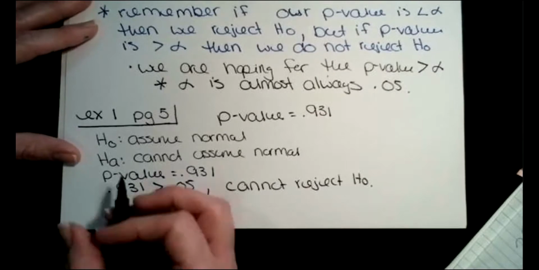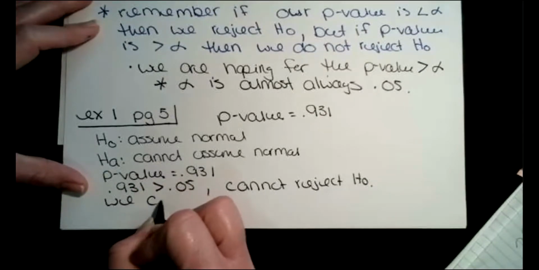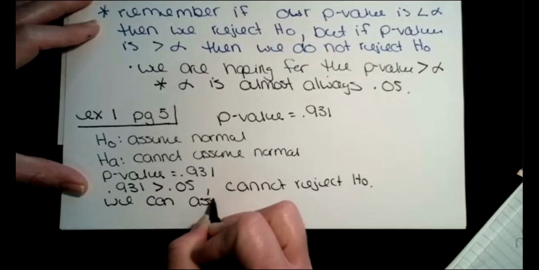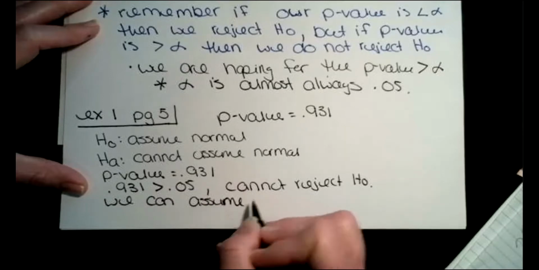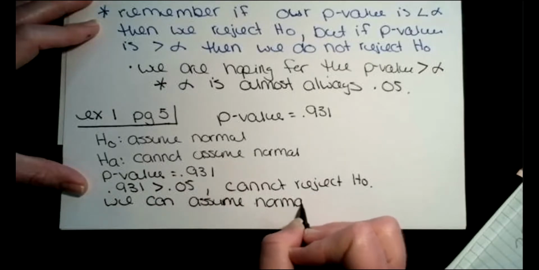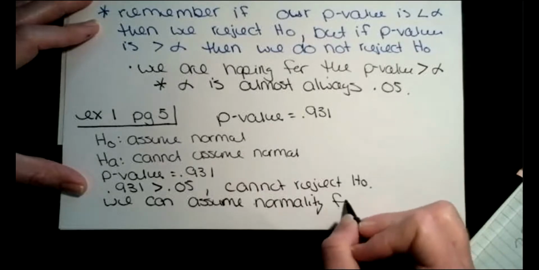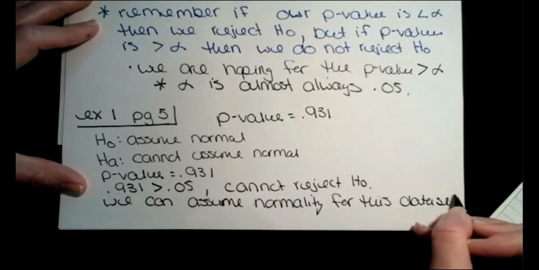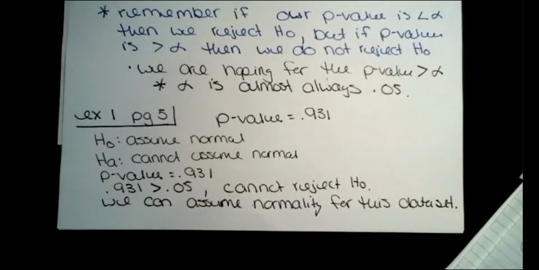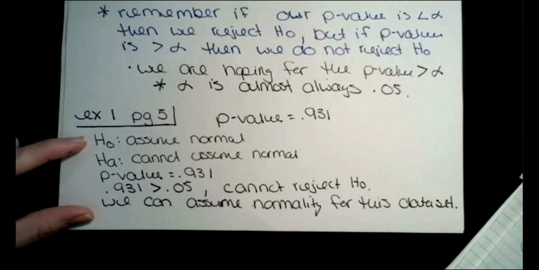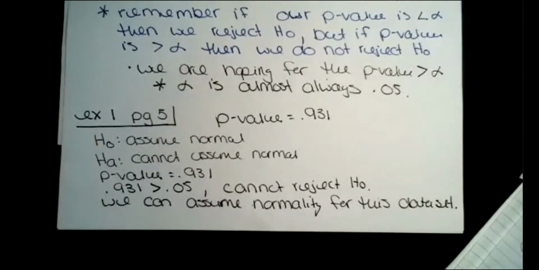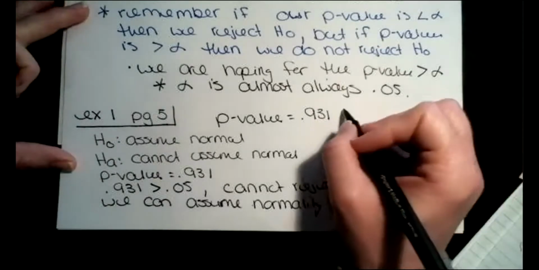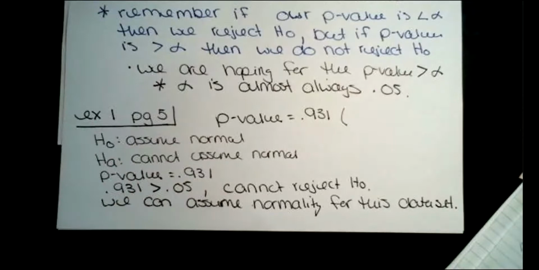So we can assume normality for this data set. Okay, we didn't actually have the data set, but we just had the output from Minitab. So this is like the little mini write-up you will write for me when we're doing a normality test. Okay, I'm just gonna write it here.